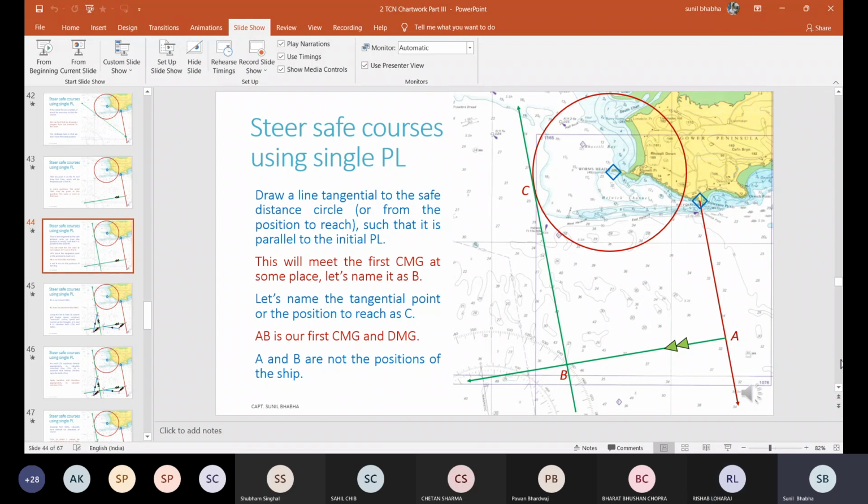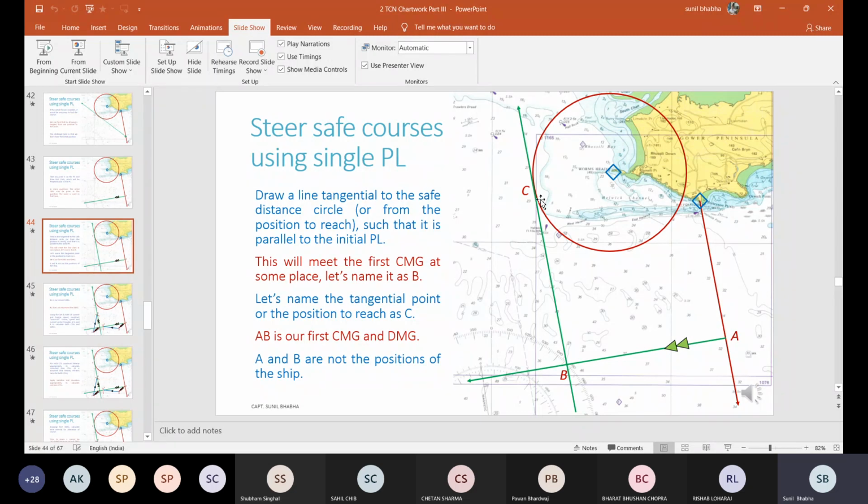Okay, now you see, beta, if there was no current in the area, then the question is more or less solved. If there is no current, then these courses which we have, first AB, becomes our initial course to steer or course made good, both will be the same. And the Bravo Charlie BC direction becomes our second course to steer if there is no current in the area.